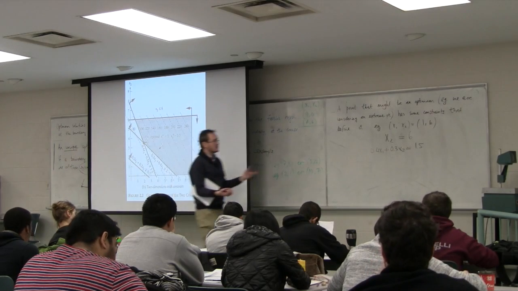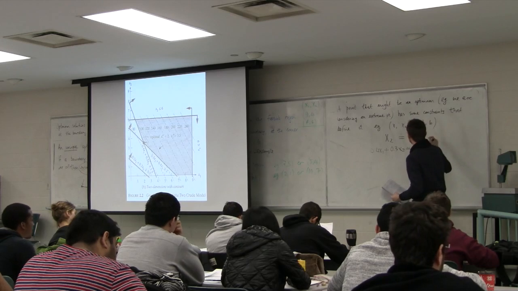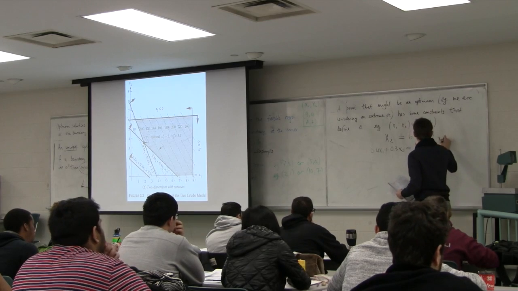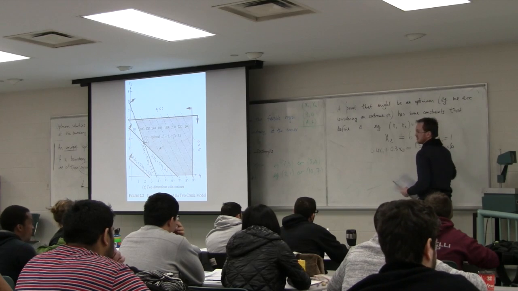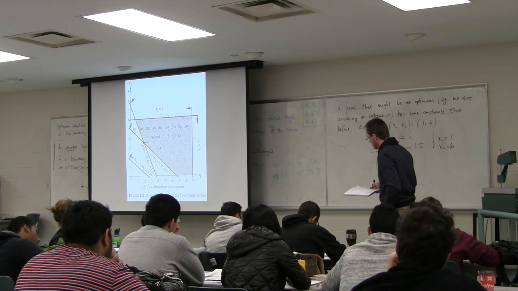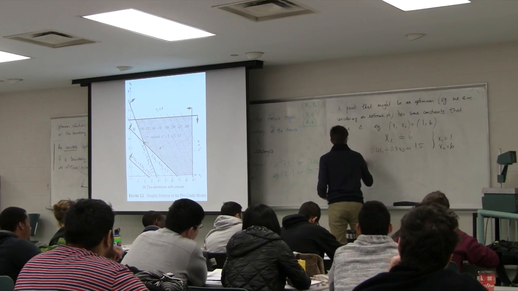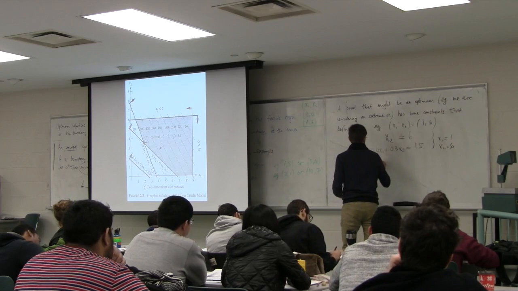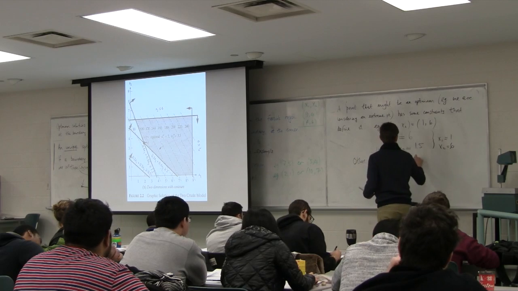You can solve two equations in two unknowns, it's trivial in this example, and calculate x1 is equal to 1, x2 is equal to 6, would be a solution to two equations in two unknowns. Okay. Other constraints are deemed inactive.